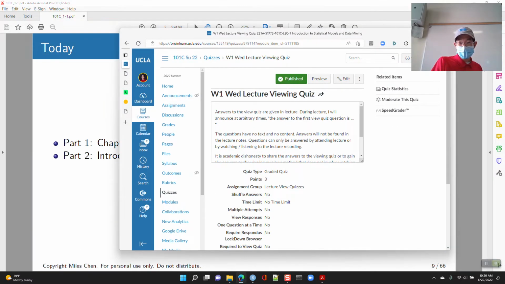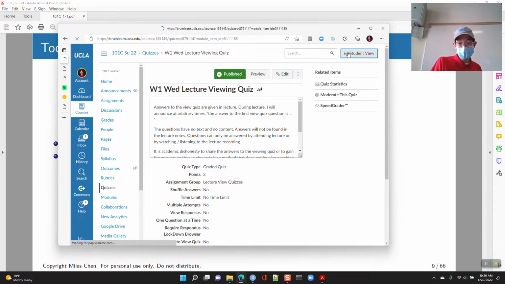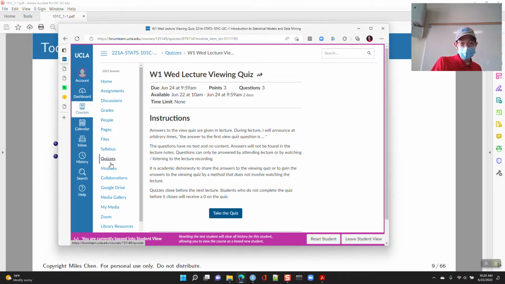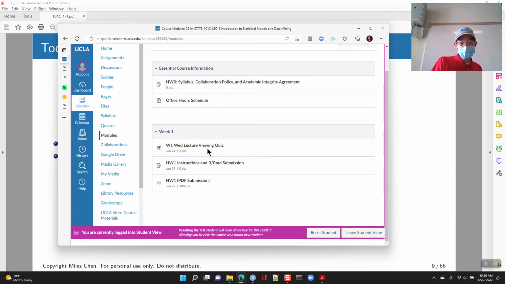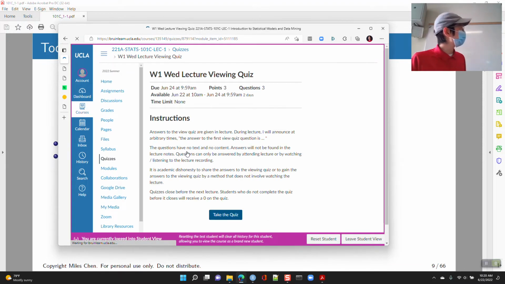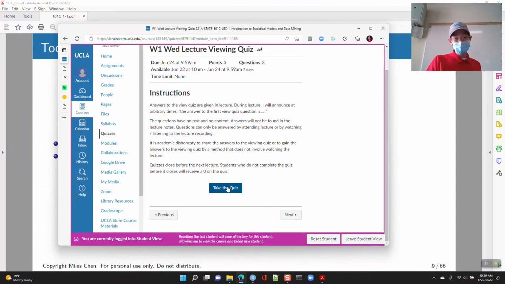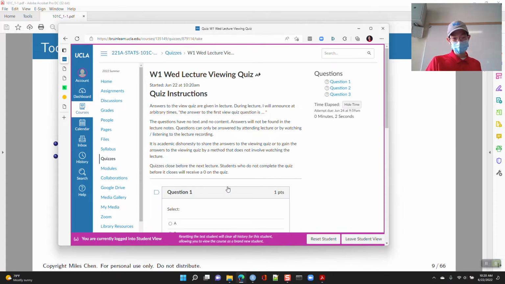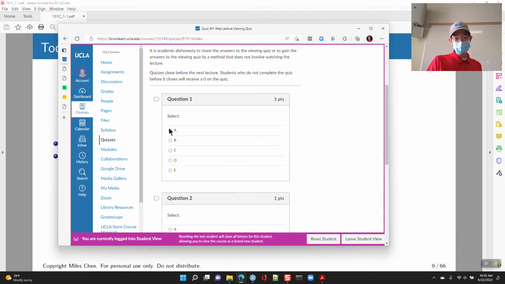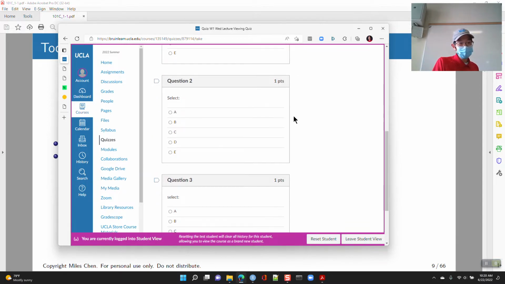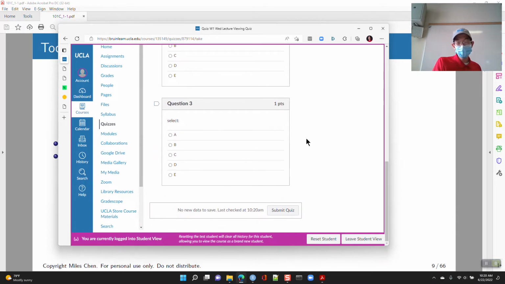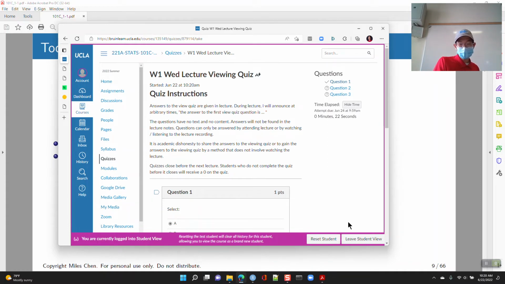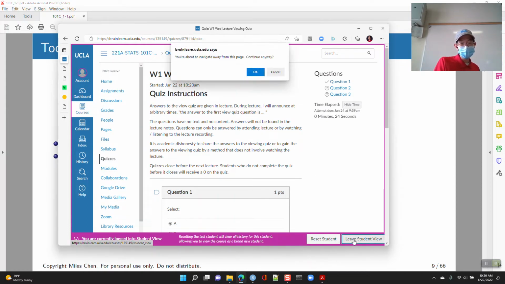During the lecture, I will say, I have to switch to student view here. So in the modules for today, you would click week 1, Wednesday lecture review quiz. You would click take the quiz. And the very first answer for today is the letter A. A as an apple is the very first answer. And so you'll want to jot this down somewhere in your notes. And then I will give the answers to questions 2 and 3 later on in the lecture. And you will make sure you do that.